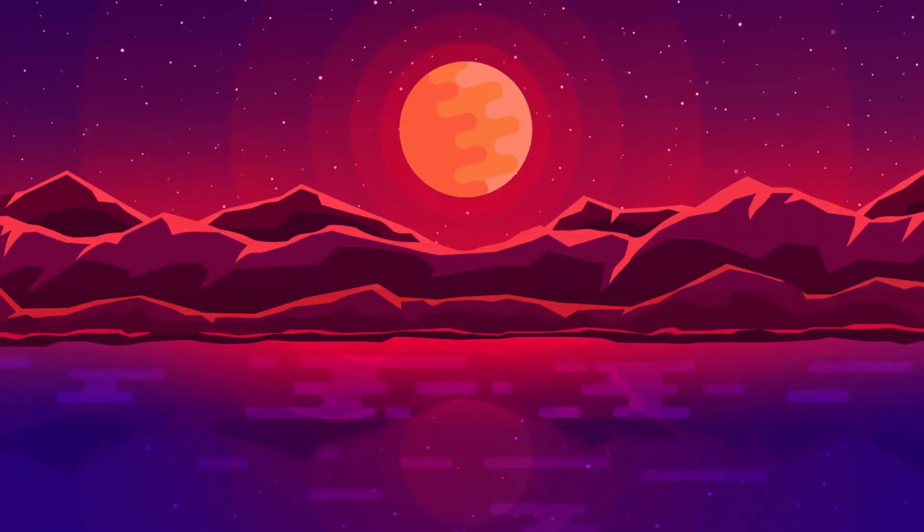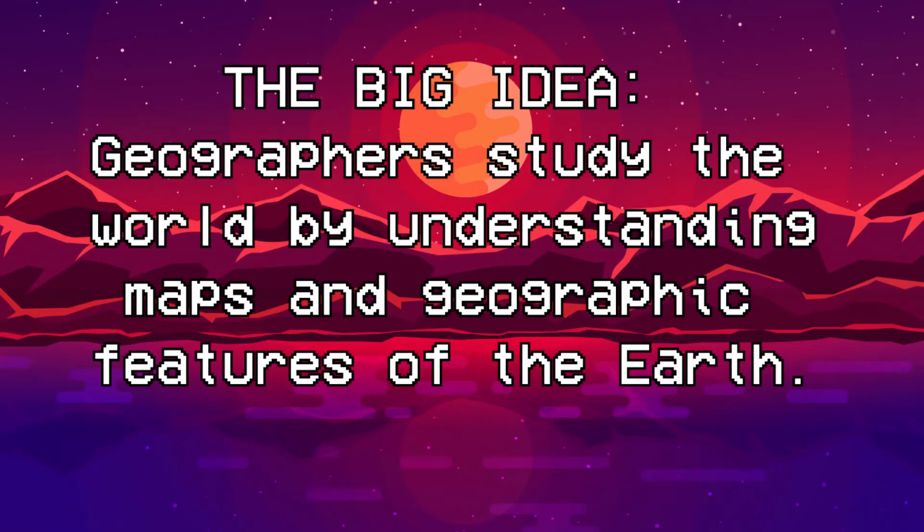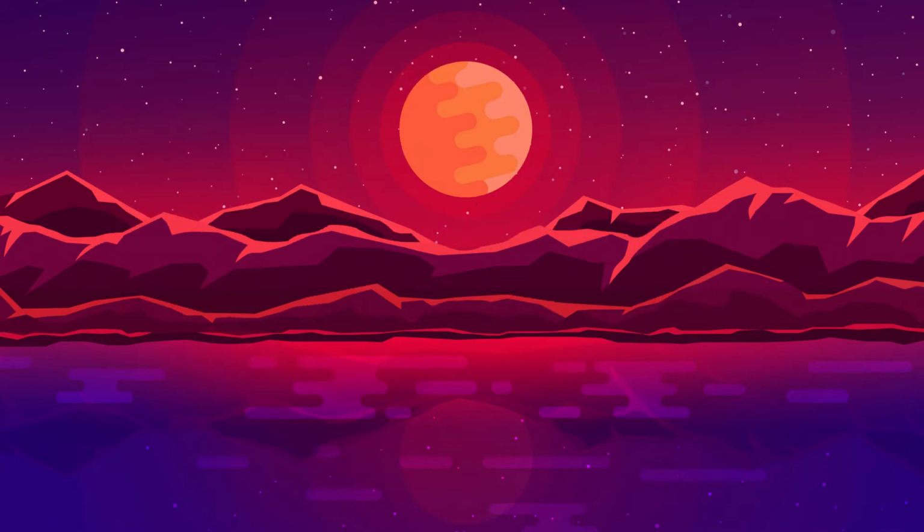The big idea here is that geographers study the world by understanding maps and geographic features of the Earth. To show you what I'm talking about, I'm gonna need my globe again. You'll notice that on this globe there's a bunch of lines that are circling around. Now thankfully they don't exist in real life, but they're used to help locate things.